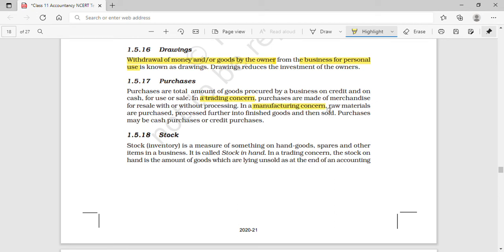What it is saying for manufacturing is raw materials are purchased, processed into finished goods and then sold. So you're going to buy an item, as I told you earlier, you will process it and then sell it as finished goods. That is your purchases, correct? Purchases can be both your cash and your credit purchases.